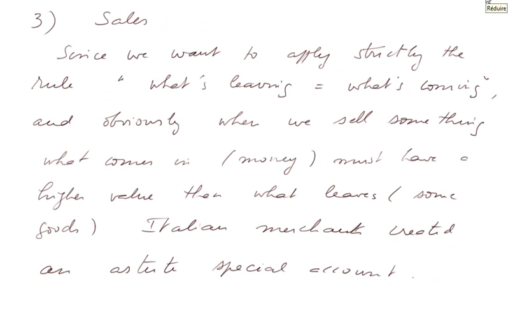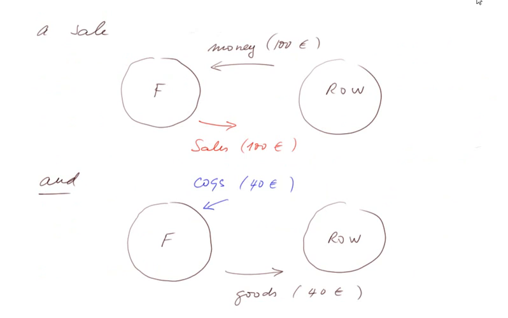And finally, sales. Here the problem is this. Since we want to apply strictly the rule, what's leaving equal in monetary terms to what's coming, and obviously when we sell something, what comes in, money, must have a higher value than what leaves, some goods, Italian merchants created an astute special account, actually two. Here's what they did. A sale will be represented like this. It's a transaction where money, perhaps an IOU, comes in. Let's say that we sell something for 100 euros. And what leaves the firm is something special, abstract. It's not the goods. We record sales of 100 euros.